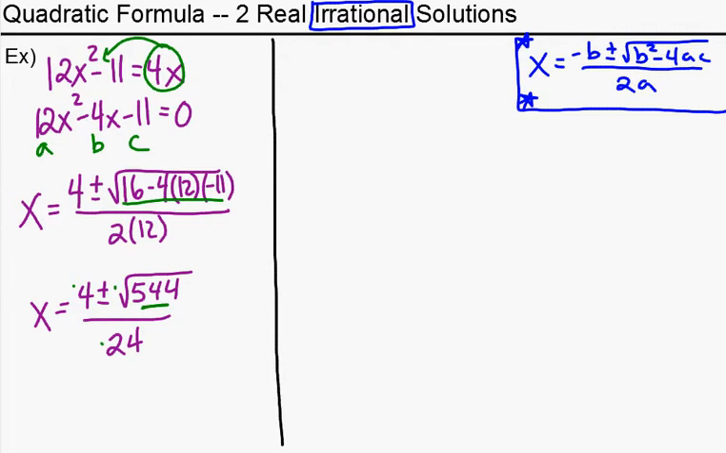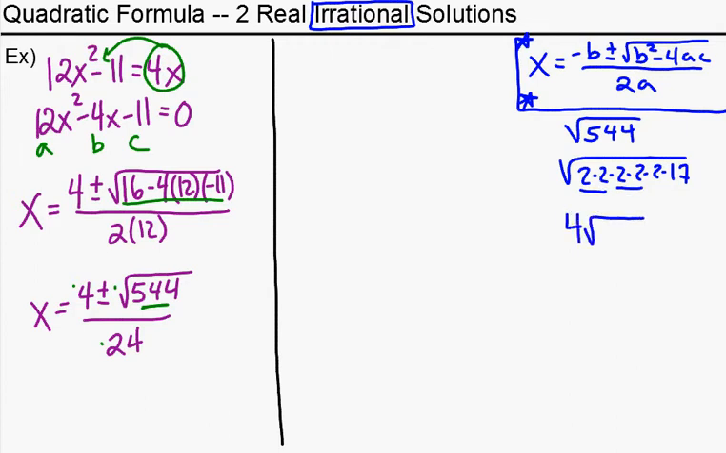So over to the side, I'm going to recall that to simplify a square root, I do a factor tree. And if I do a factor tree on 544, I get 2 times 2 times 2 times 2 times 2 times 17, which is 5 2s and a 17. And I can pull out a pair of 2s, get a 4 out front. That leaves a 2 and a 17 underneath, which is a 34. So the square root of 544 is really 4 root 34.